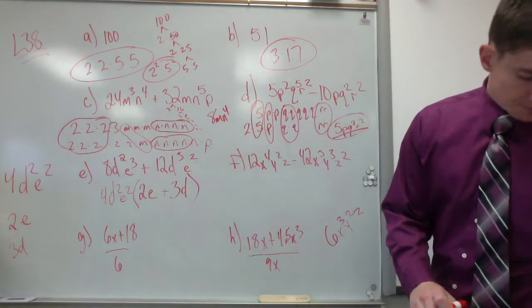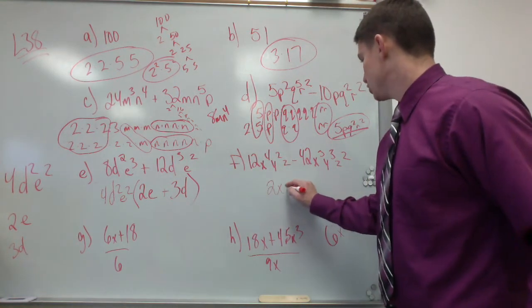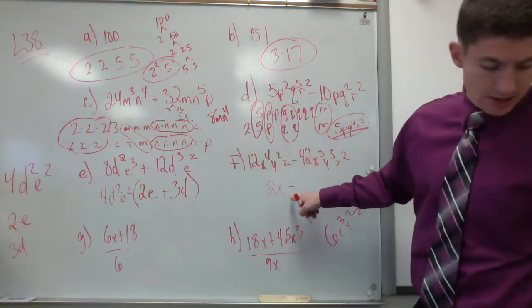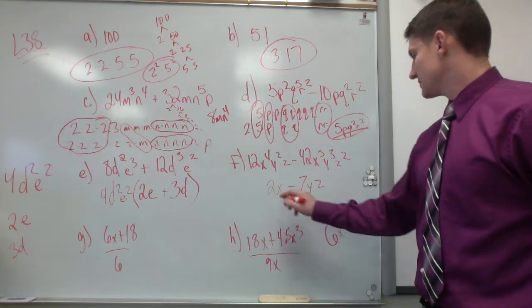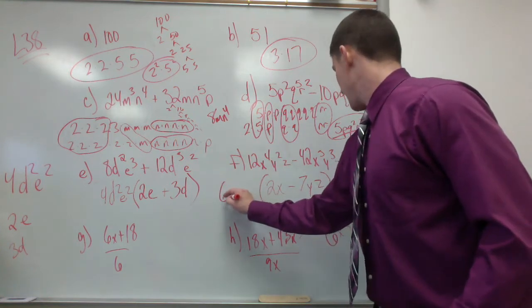Write those back together. Again, in that first term, I had 2x. I keep the same sign here. And then I have z and y in that second term. Write the factor in front of it.